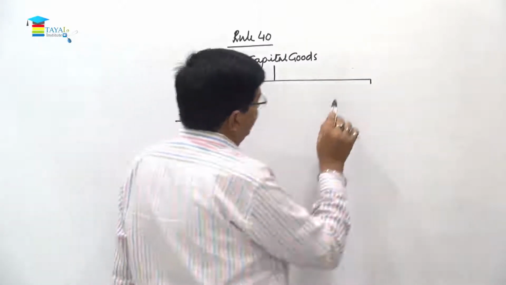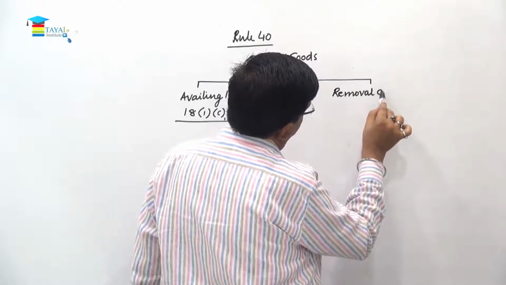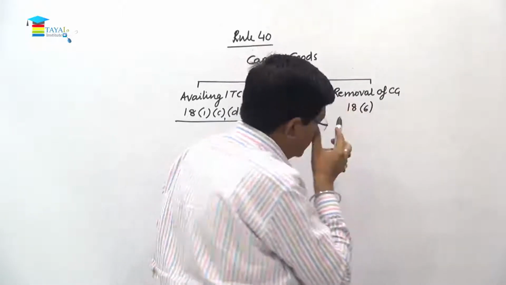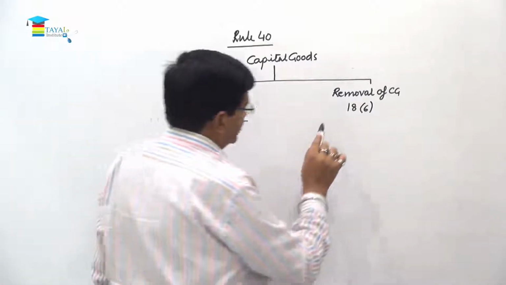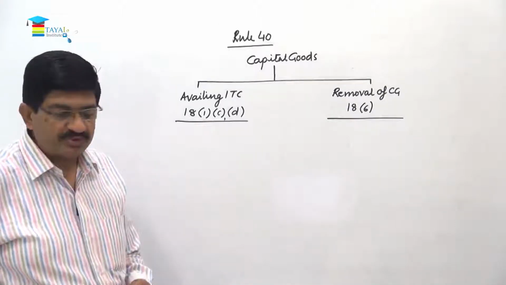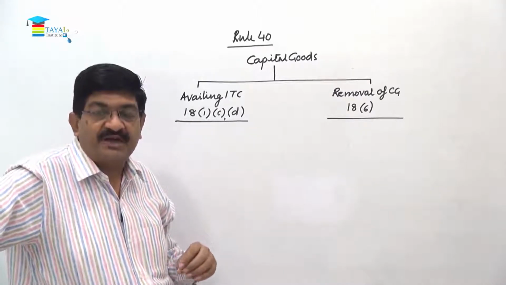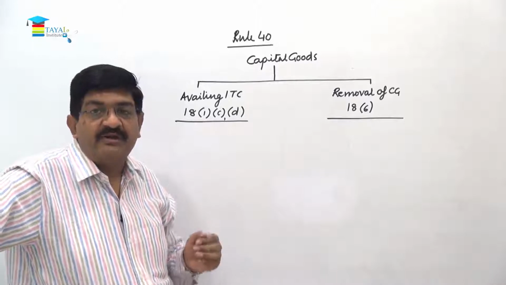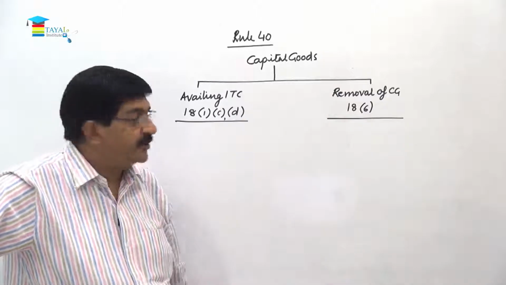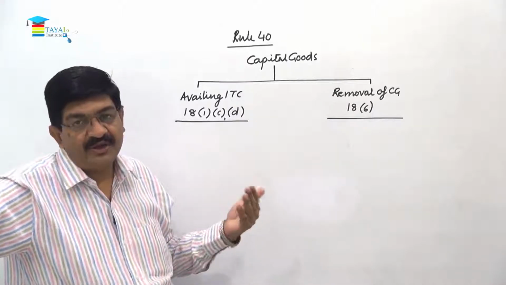Then we have removal of capital goods. This is covered under section 18 subsection 6. In both the cases, the amount of the input tax credit is required to be reduced. Since the capital goods have already been used in business for a certain period of time, the amount of the credit which is available will be reduced. In this case, there is a reversal, but the reversal is also reduced. So a certain portion will be retained by the assessee and some portion has to be reversed.